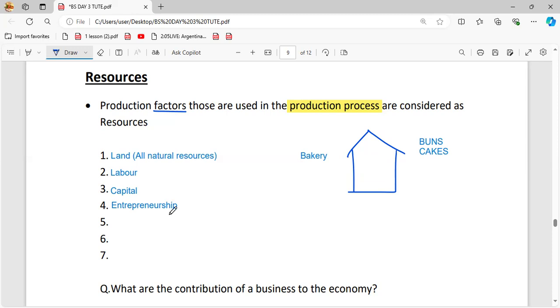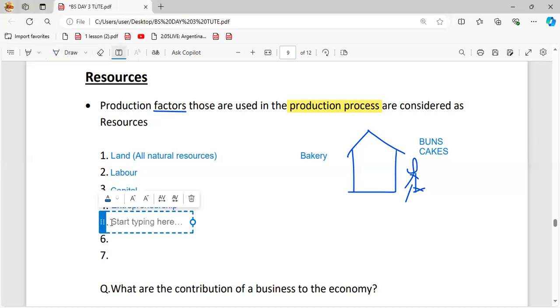Right. Entrepreneurship. Who is an entrepreneur? In this bakery, there has to be an owner who understands that I have to start a business, and he is the one who is initiating the business. Am I clear? He is the one who is initiating the business. Therefore, this entrepreneur is also important. So in economics and business studies, land, labor, capital, and entrepreneurship are resources. But according to business studies, there are 3 other resources.